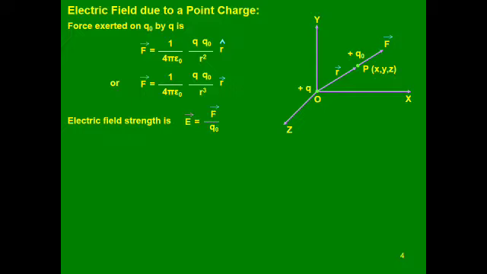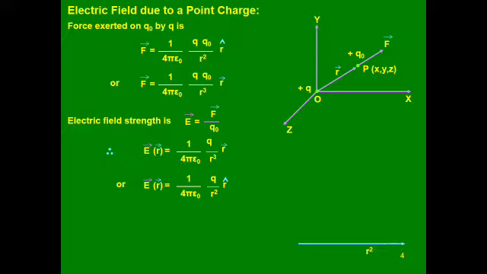Electric field strength here is E is equal to F by q naught. Therefore, E at the point r is 1 by 4 pi epsilon naught, q by r cube into vector r, or this can also be written as 1 by 4 pi epsilon naught, q by r square into unit vector r. There is a graph showing the variation of E with r square. It's a rectangular hyperbola.